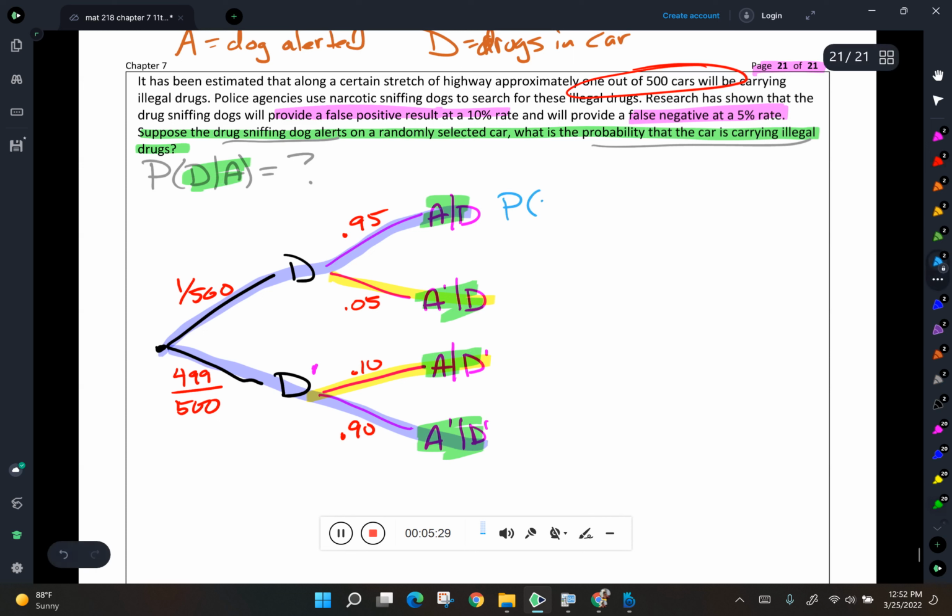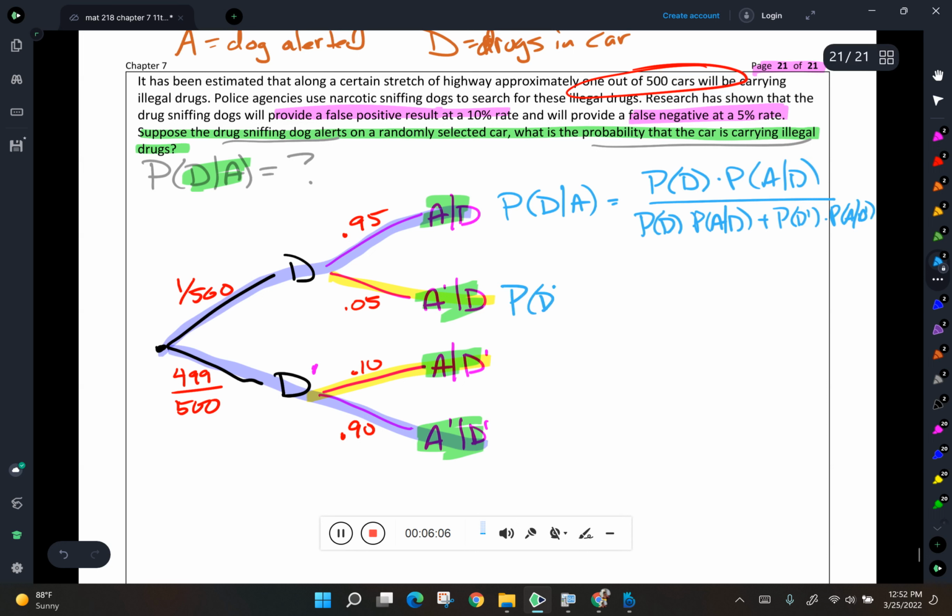So the probability of D given A is going to be equal to the probability of D times the probability of A given D, divided by the probability of D times the probability of A given D, plus the probability that you don't have drugs times the probability that the dog alerted given that you don't have drugs.